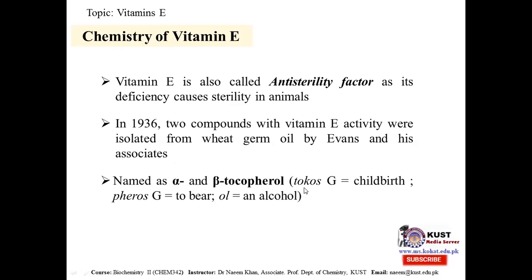Why? Because tokos, from Greek, means childbirth, and pheros means to bear, and the -ol means they have an alcoholic group. So there are two compounds having alcoholic groups, and they are important for childbirth and bearing a child. They make the individual fertile, not sterile. That's why they are known as tocopherols. So for the first time in 1936, two tocopherols, alpha and beta, were isolated, and they were named alpha and beta tocopherols.